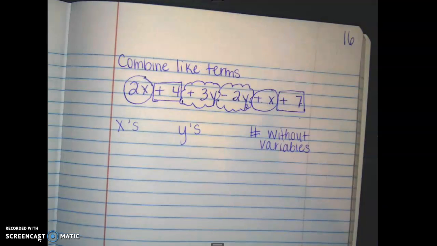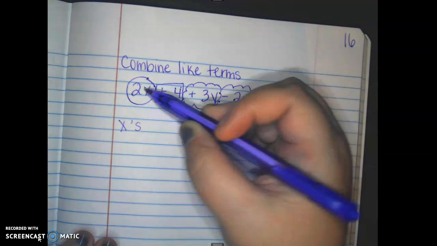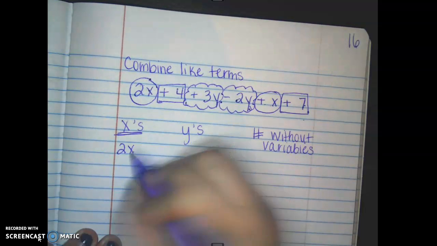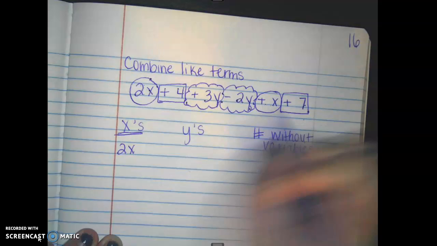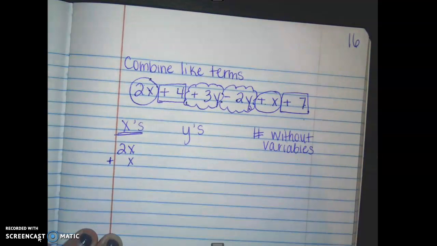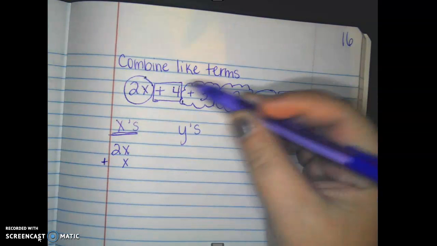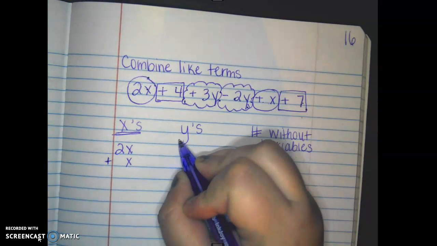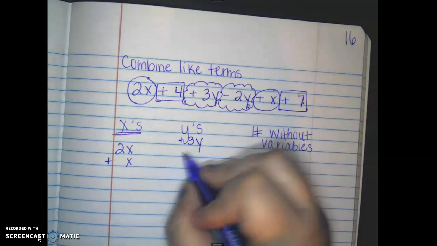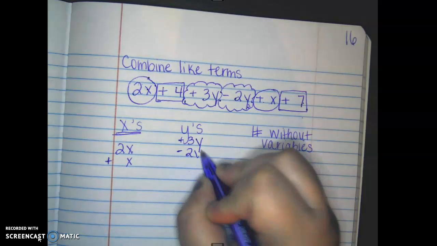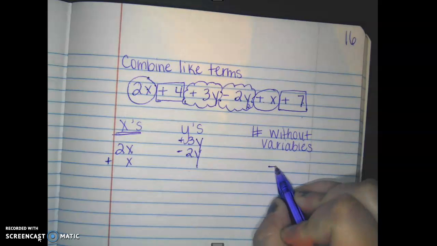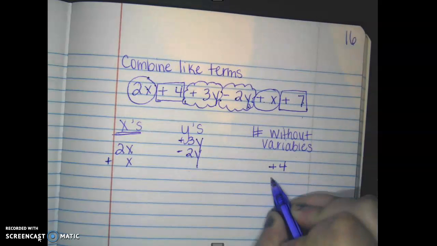So now I'm going to sort them a little bit. I'm going to take my x's. I have 2x. So 2x. And I had plus 2x. I'm going to put plus x. Sorry, plus x, not plus 2x. Then I'm going to do the same thing with my y's. I have positive 3y or plus 3y. I have minus 2y. And I'm going to take my numbers without variables. A plus 4 plus 7.